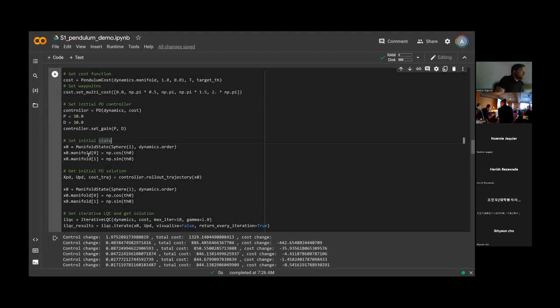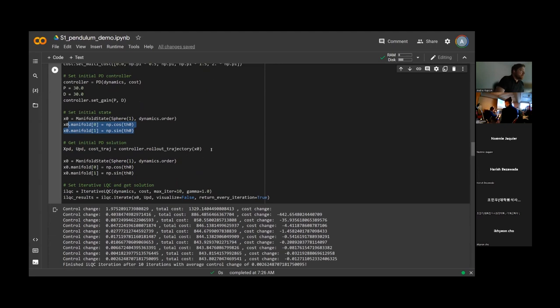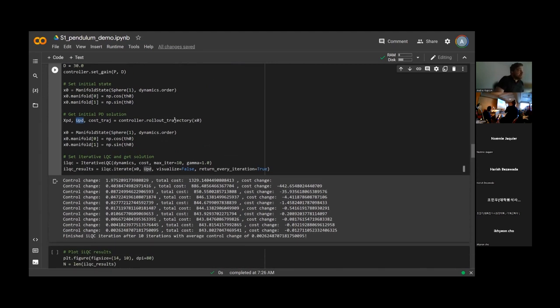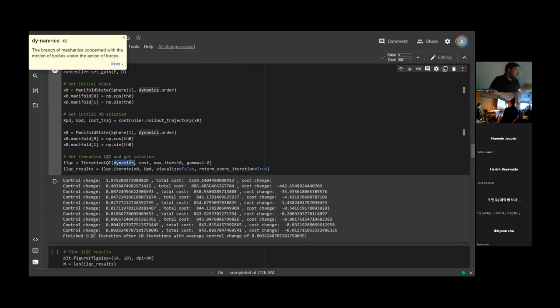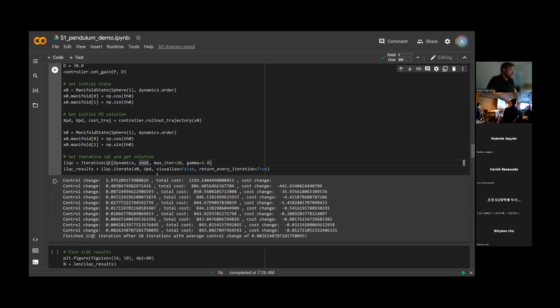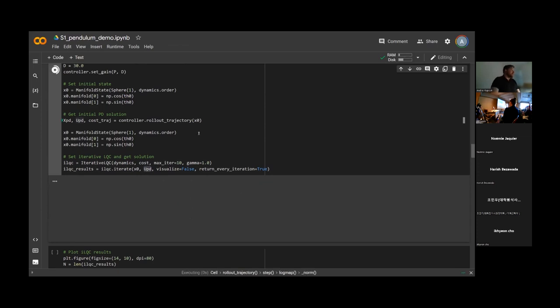And I set my initial state, I roll out the PD controller to have the first control trajectory. This is important to have. And you don't have to use the PD controller, you can use anything else, but the PD controller tends to produce not too bad first results. And then you define the iterative linear quadratic control using the dynamics, which is the pendulum, the cost function, which is the circle, and I set the maximum iteration span. And then I start the iteration. And as you can see, I start from my initial state and my initial control. And basically we start the optimization.